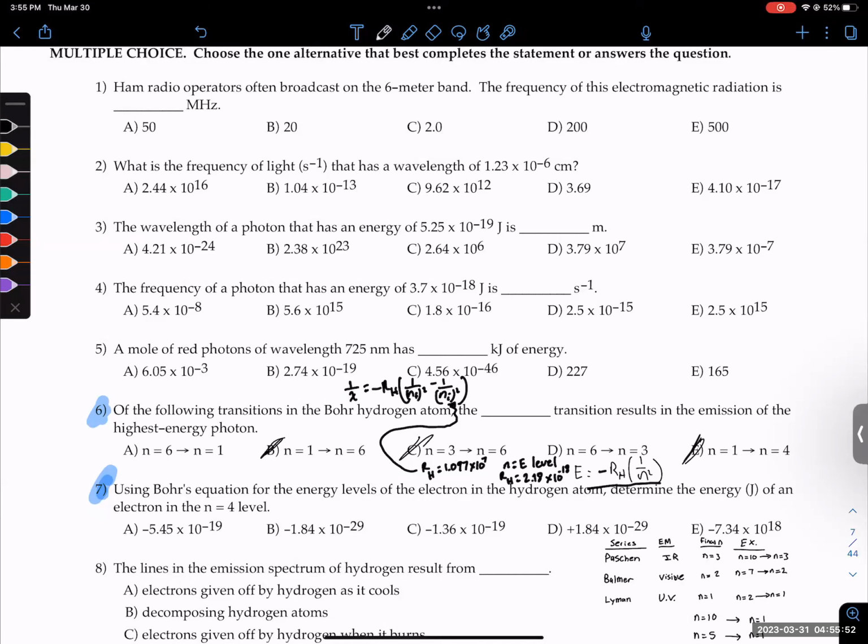So question 7. This is question 6, not 7. We're using number 7, using the Bohr equation. I thought we were doing number 6. We already did that. About 1 more minute for question 7, using the Bohr's equation.